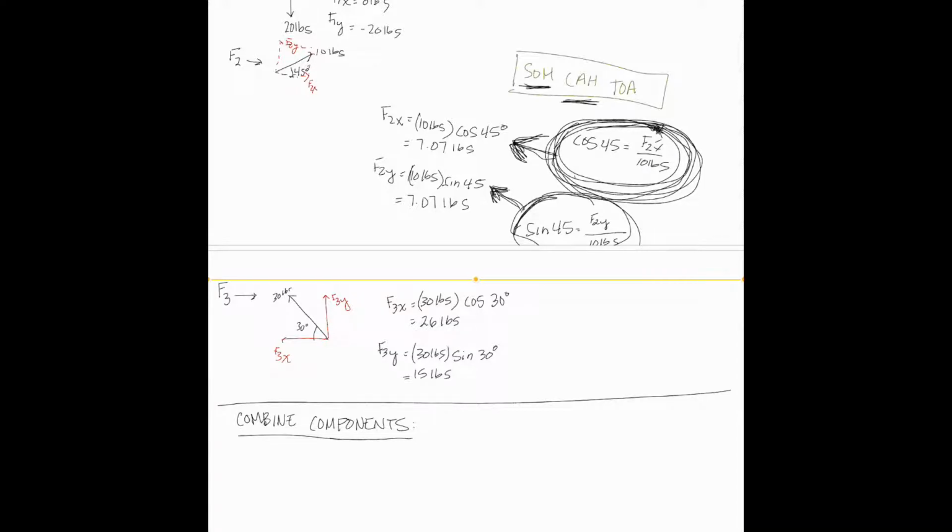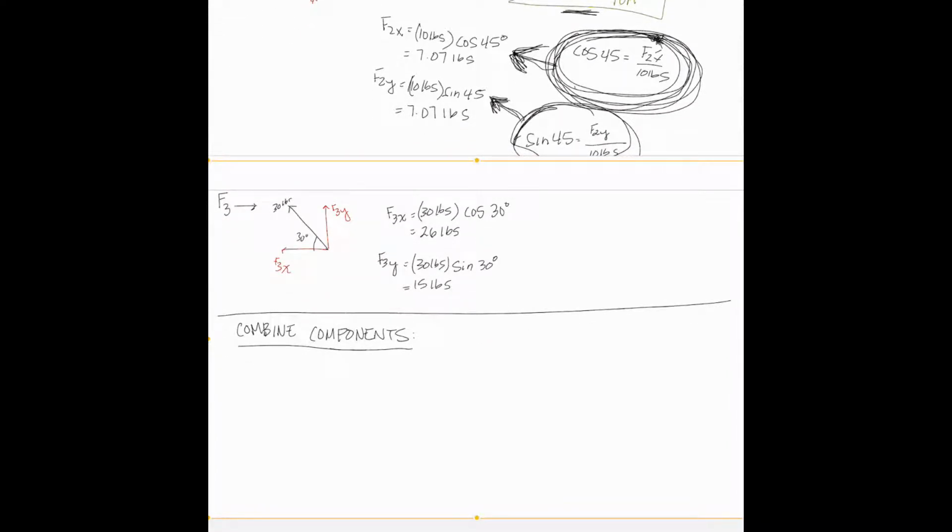And then we can look at F2, and we can see, okay, it's going positive in the x, positive in the y, positive, positive. Okay, so we're all right there. And then we come down to F3, and we see that the x is going in the negative direction, and we left off that negative sign, so we can go ahead and add it there. And the y is acting positive, and we have a positive there.